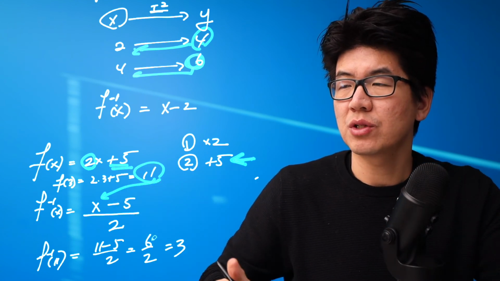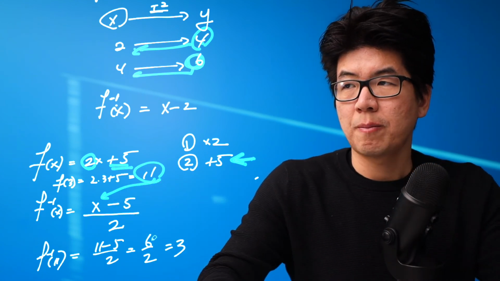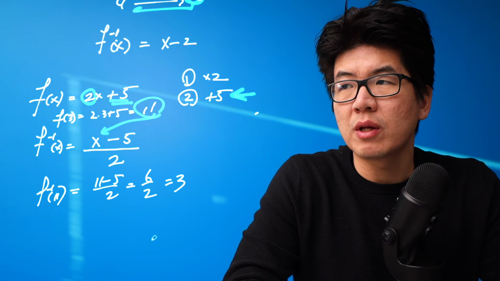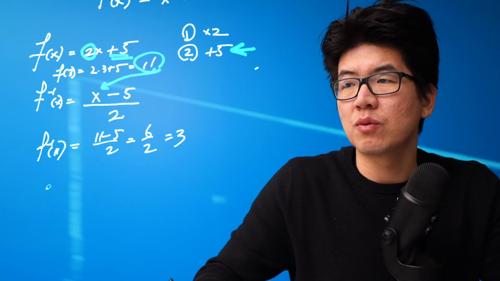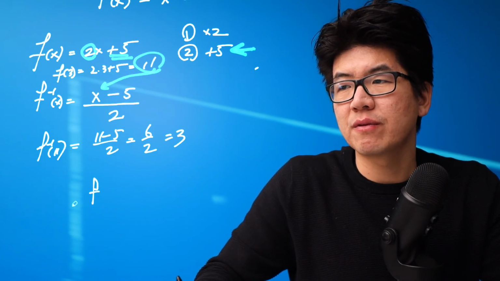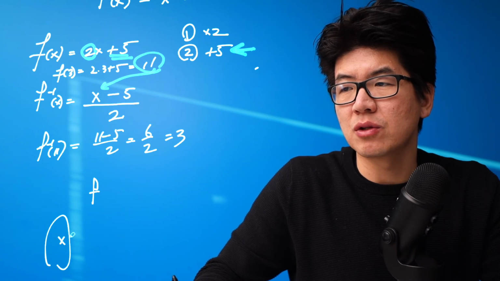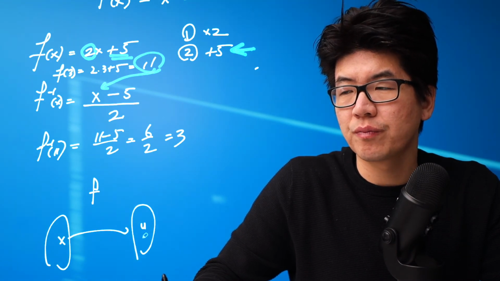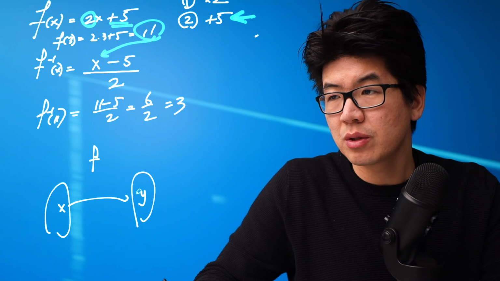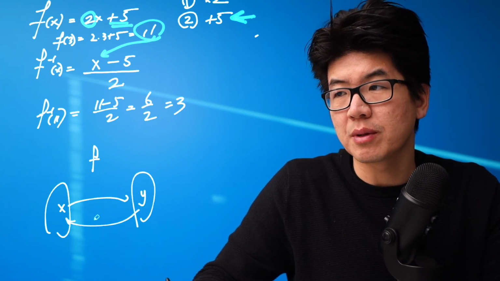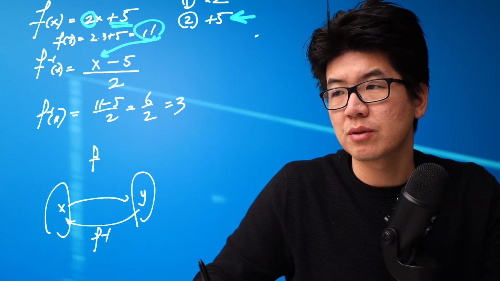So that's inverse functions. I hope you understand what an inverse function is. All it is is that we've been using f to get x values mapped to a y value. Sometimes we just want to know, how do you undo what just happened? And that's the inverse function.